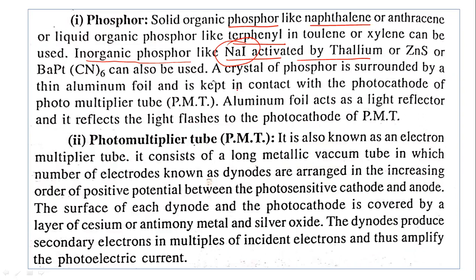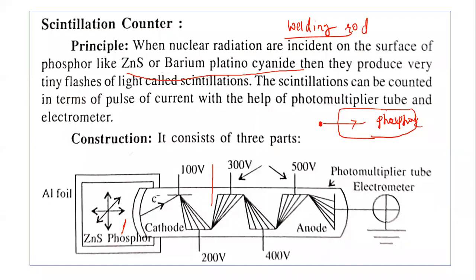Now, in this case, a crystal of phosphor is surrounded by a thin aluminum foil. You can see in the diagram, this is the thin aluminum foil, and the phosphor material is taken here. And this is the radioactive sample which emits the radiation. These radiations strike the phosphor material, which is surrounded by the thin aluminum foil.